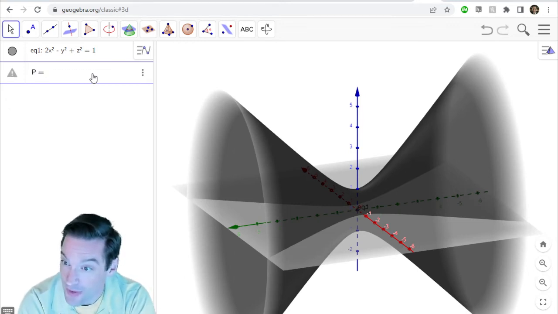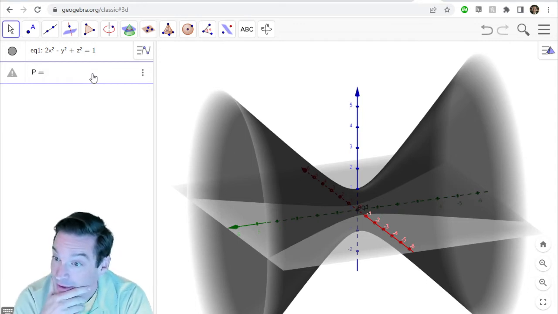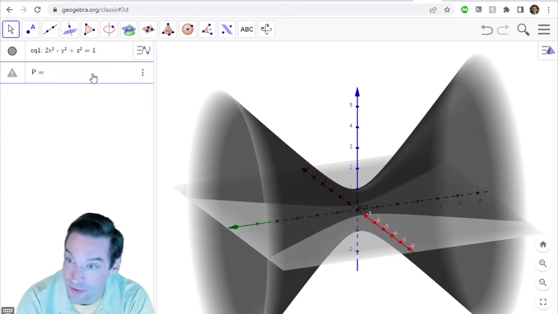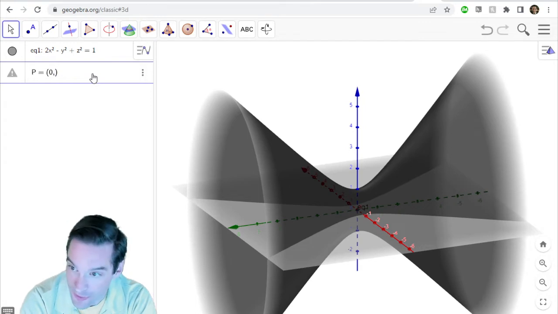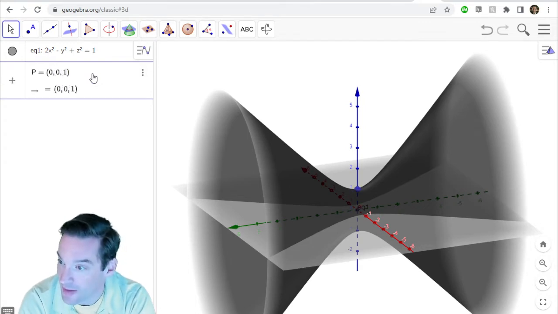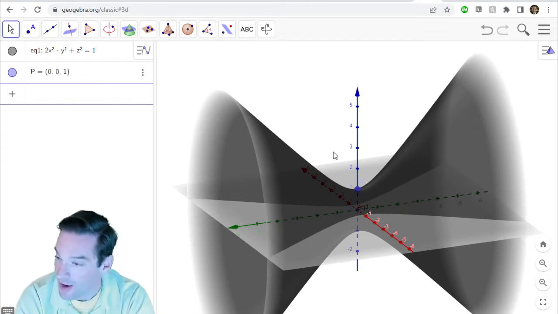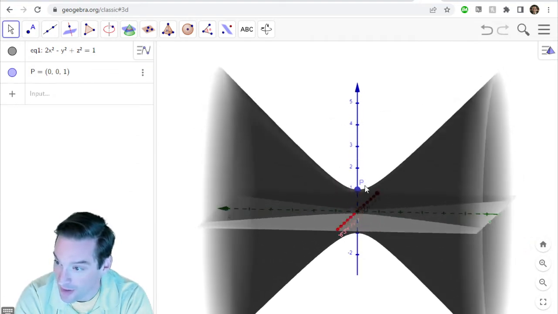So let me pick a point that's on this surface. Let's see, can I actually pick out a point that's on this surface? How about not 0, 1, 0, but 0, 0, 1? Yeah, a point right there that is on the z-axis, so that's a point on my surface.